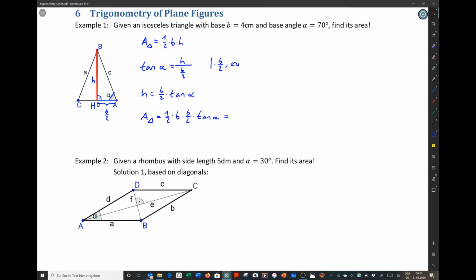And we get the area of the triangle is 1/2 times b times h, so times b/2 times tangent alpha. This simplifies to 1/4 times b squared times tangent of alpha, and we insert the values now, and we get 1/4 times 4 squared times tangent of 70 degrees, which simplifies to 4 times tangent of 70 degrees, and we get in the end that the area of the triangle is approximately 11 centimeters squared.